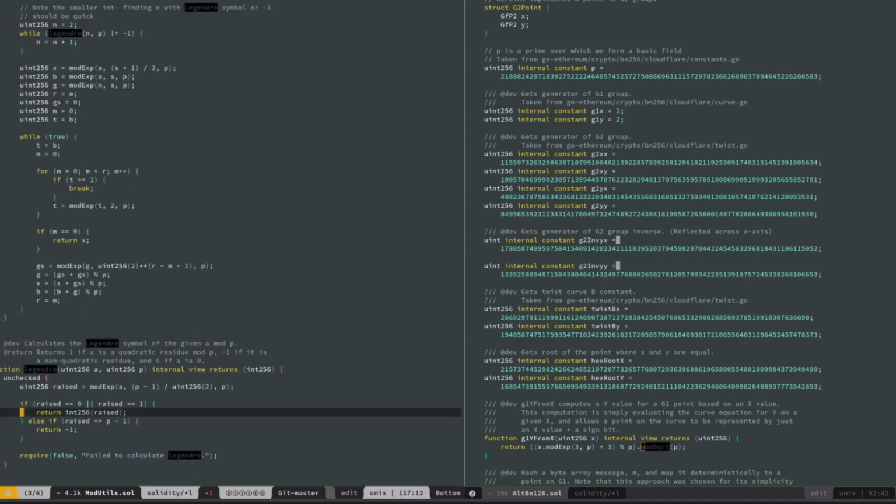So an integer q is called a quadratic residue modulo n if it is congruent to a perfect square modulo n. That is, if there exists an integer x such that x squared is congruent to q mod n. Otherwise, q is called a quadratic non-residue modulo n.